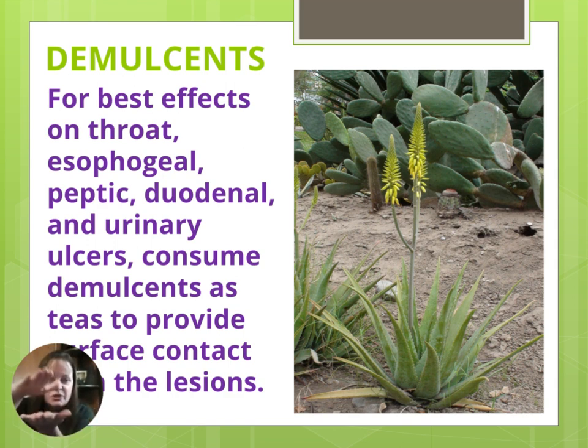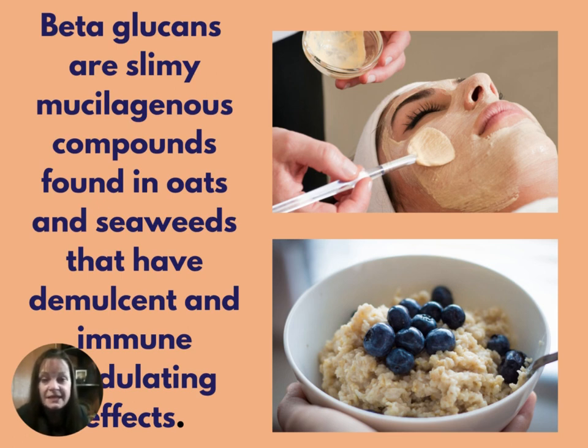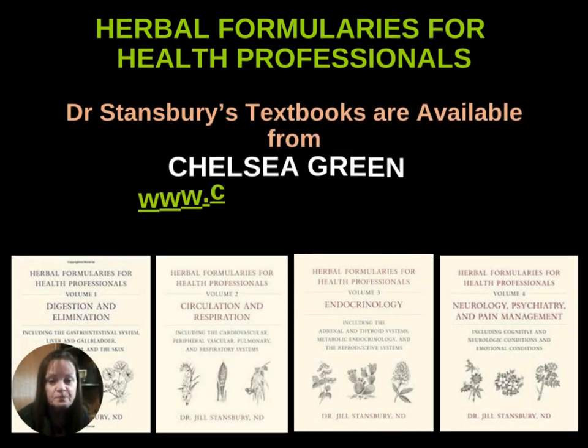irritated mucous membrane, so that oatmeal or that aloe gel has the chance to pass over the esophagus, to sit in the stomach and have a soothing effect. And also on the skin, oatmeal has been used. Beta-glucans are a naturally slimy mucilaginous compound found in oats and seaweed that has a demulcent as well as immune modulating effect. So oatmeal plasters and poultices have been used on the skin just for cosmetic, aging, soothing effects, as well as medicinal effects, in addition to eating oatmeal.